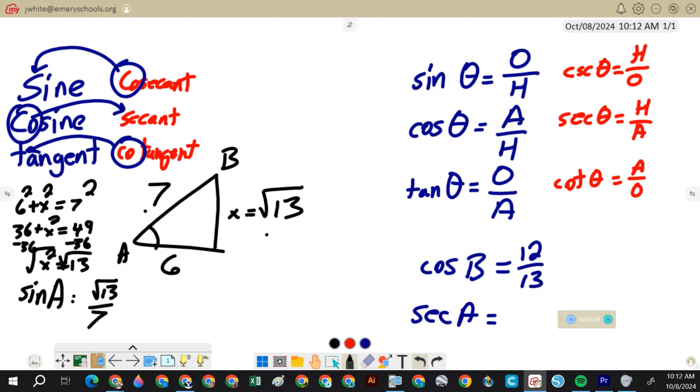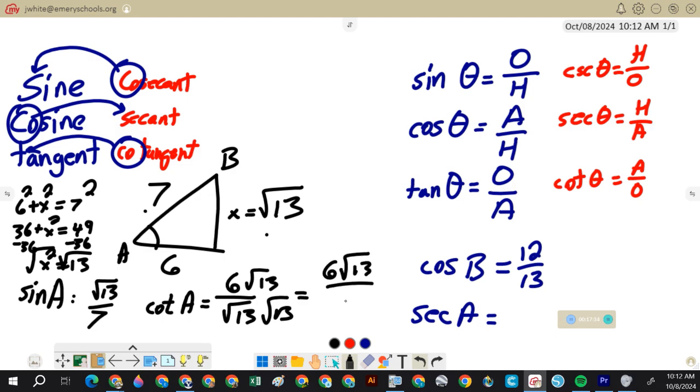Okay? Now you do have to be a little bit careful. What if I wanted the cotangent of A? What is the cotangent of A going to equal? Well, that would be the A side, which is 6, divided by the O side, which is root 13. And I'm not allowed to leave the square root in the bottom. So I need to times this by root 13 over root 13. And the top becomes 6 root 13. And the bottom just becomes 13.